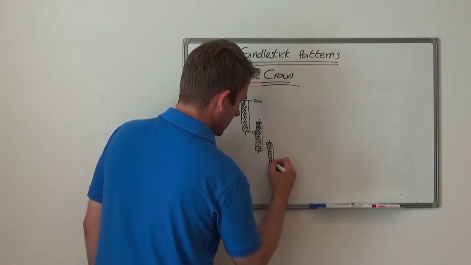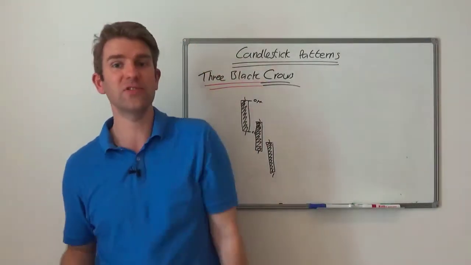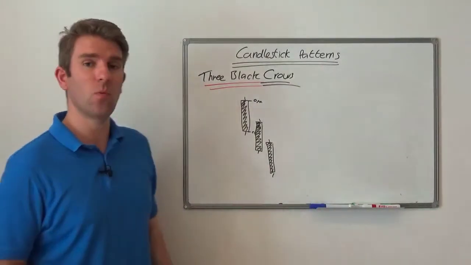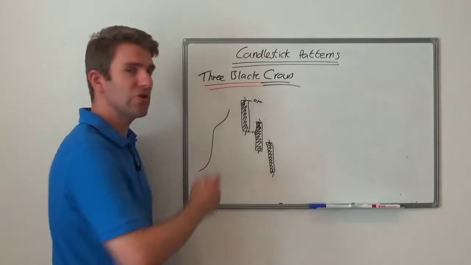There we go. So there's our 3 black crows. Nearly said ravens again. 3 black crows. What's the point of it? Why does it all work? What's a candlestick pattern? What does it mean? Generally, again, this is a bearish reversal pattern.